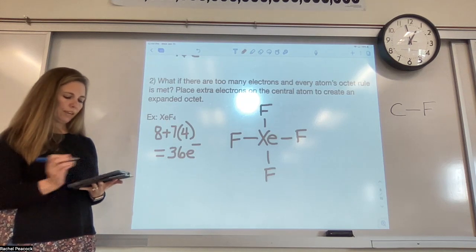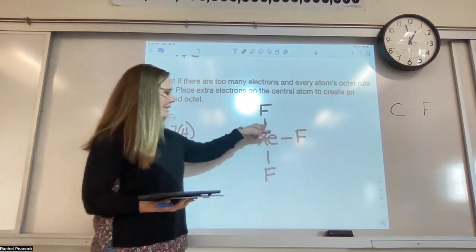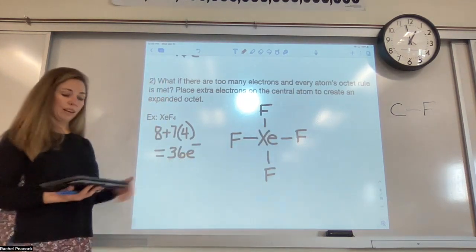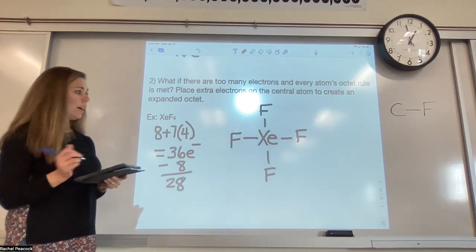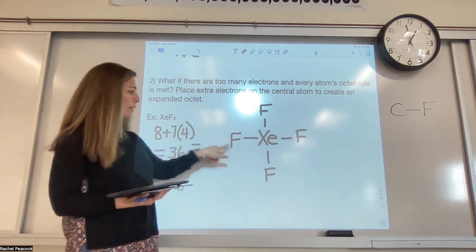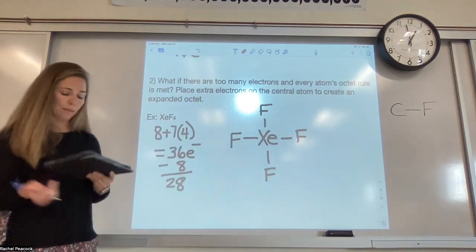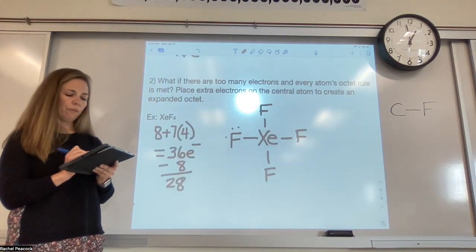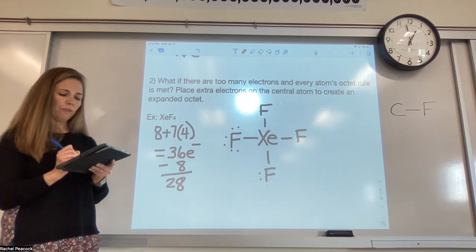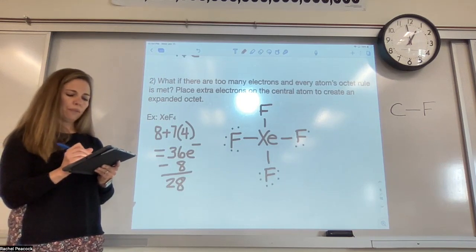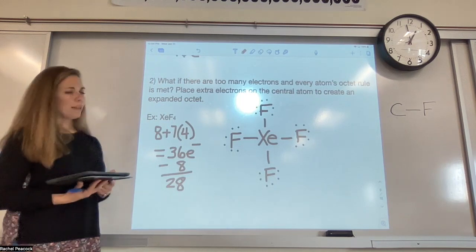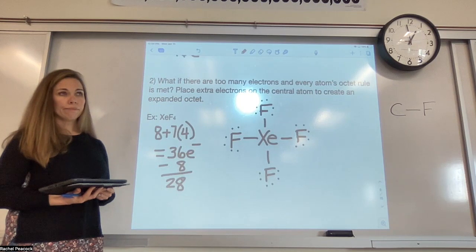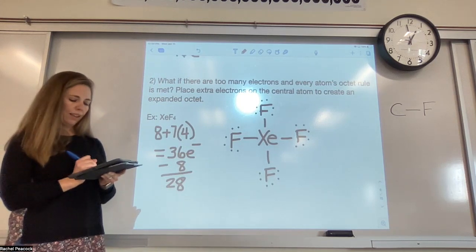Okay. 2, 4, 6, 8 out of 36, right? So now I'm down to 28. I'm going to do step 4, put dots on your outer atoms. So 2, 4, 6, 2, 4, 6, 2, 4, 6, 2, 4, 6. How many dots did I just do? 24. Okay. So I did 24.